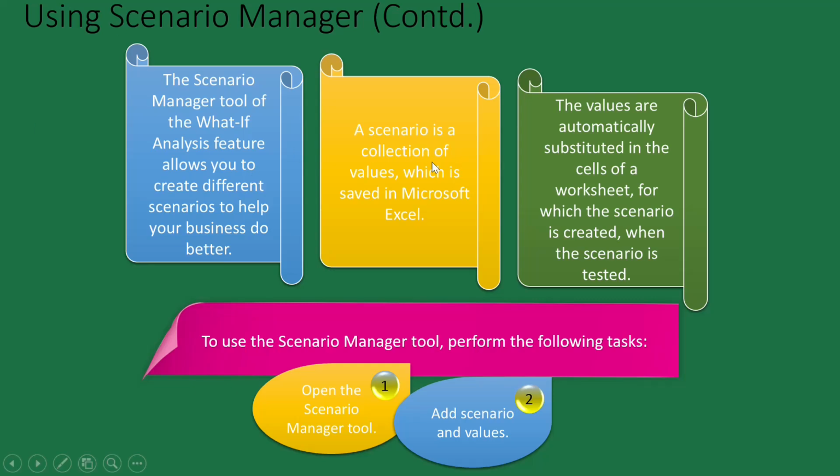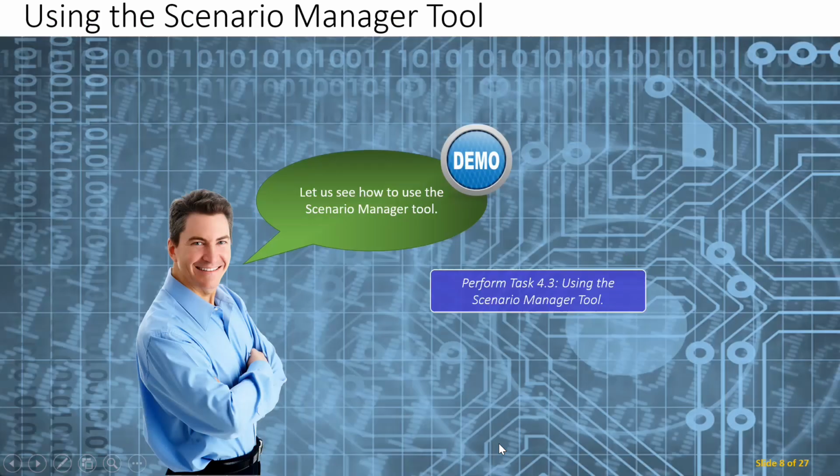A scenario is a collection of values which is saved in Microsoft Excel. Obviously, in scenario manager, we are collecting different kinds of scenarios and values. The values are automatically substituted in the cells of the worksheet for which the scenario is created, and when the scenario is tested. Obviously, guys, once you make a scenario, you first have to create it, after that test whether it is working perfectly or not, and after that take the final. To use the scenario manager tool, perform the following tasks: open the scenario manager tool, add the scenario and values.